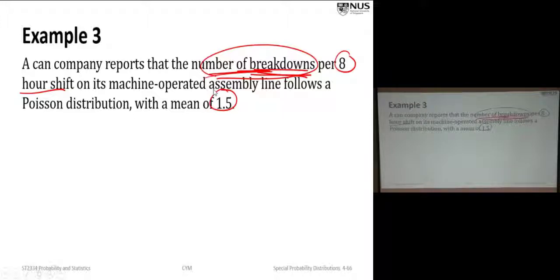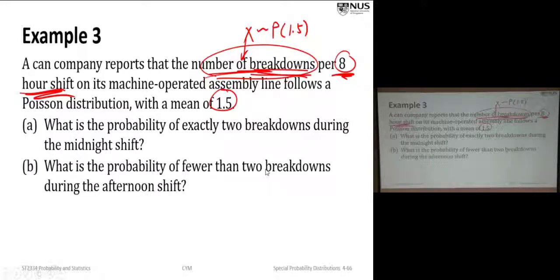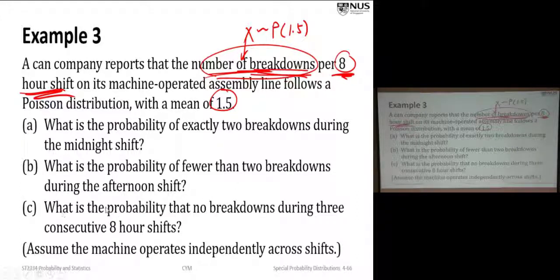So if x is the number of breakdowns over this 8-hour shift, then x follows a Poisson distribution with parameter 1.5. What is the probability of exactly 2 breakdowns during the midnight shift? The midnight shift is just like any 8-hour shift. What is the probability of fewer than 2 breakdowns during the afternoon shift? And what is the probability of no breakdowns during 3 consecutive 8-hour shifts? So we do it one by one.